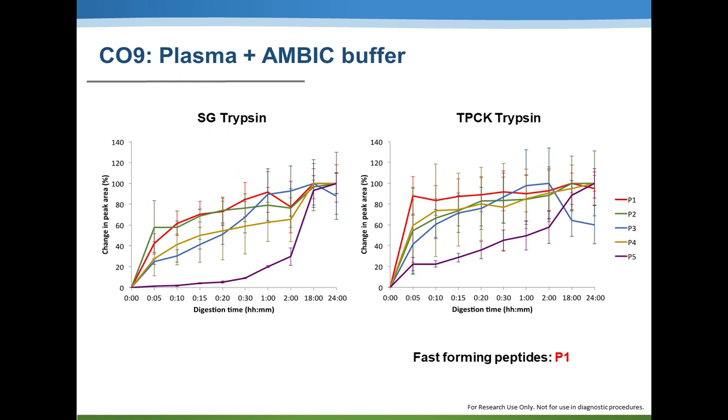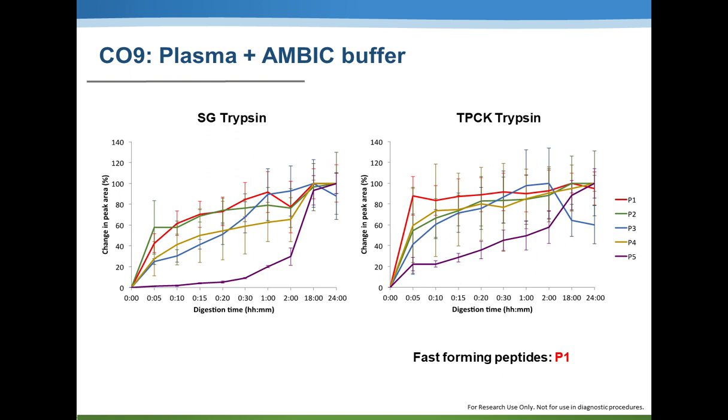So, just showing some examples of the profile. Here, Y is the percent change in peak area, and X is the digestion time. In general, we observed a rapid release of peptides when using the TPCK trypsin as compared to the sequencing grade. In this plasma CO9 plus AMBIC buffer, all 5 peptides of CO9 are slow forming when using the sequencing grade trypsin, but the reaction reached the maximum at a very late time point, around 18 hours.